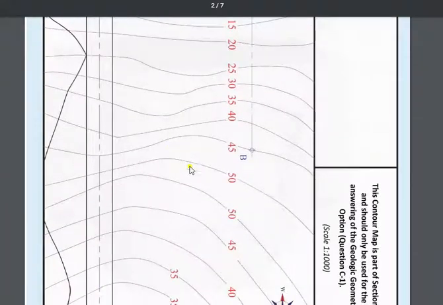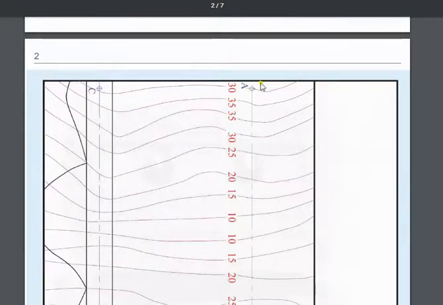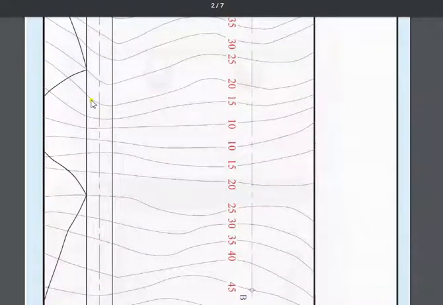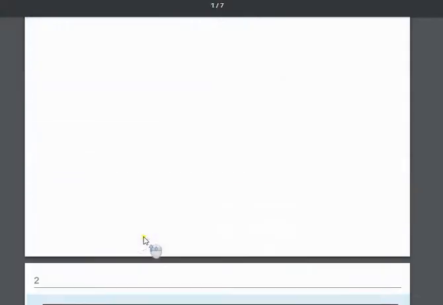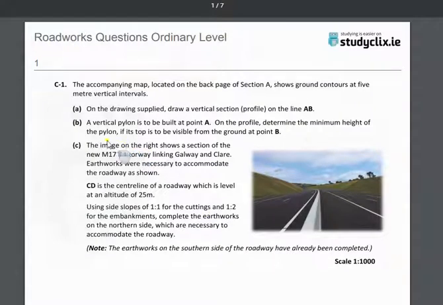Looking at the map very quickly, A to B is going to be a profile, and then the other section is we have to do a bit of cutting and filling on the road itself. If we read the question, first of all, it's broken into a couple of parts. Part A, on the drawing supplied, draw a vertical section through the profile of AB.